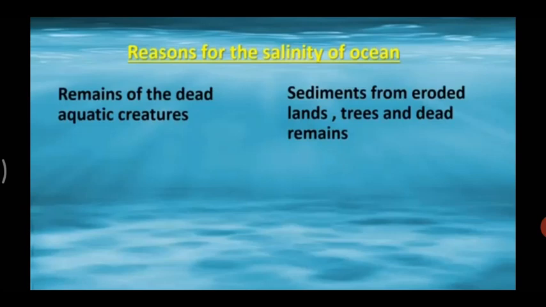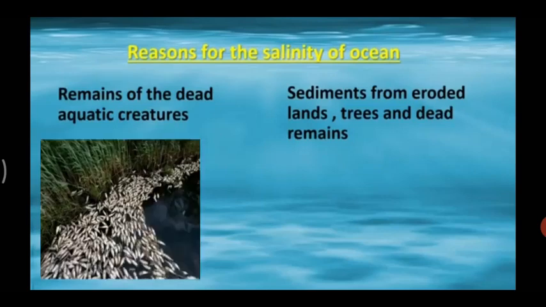Let's move forward. Next is reasons for the salinity of the ocean. Now, there is abundant aquatic life in the ocean. There are a lot of fishes, a lot of aquatic life in the oceans. Different types of living things are found in the oceans. Once those living things die, their remains accumulate in the ocean. Can you see in the picture? Accumulate means get gathered in the ocean. This can lead to the saltiness of the ocean.